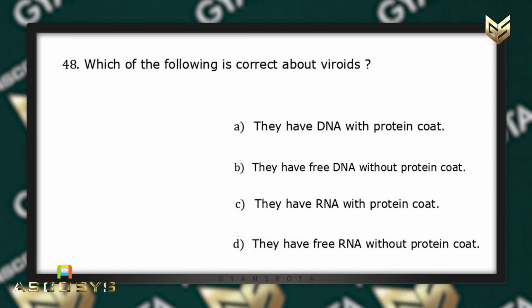Now in question number 48 you can see, which of the following is correct about viroids? Option number A, they have DNA with protein coat. Option number B, they have free DNA without protein coat. Option number C, they have RNA with protein coat. And option number D, they have free RNA without protein coat.